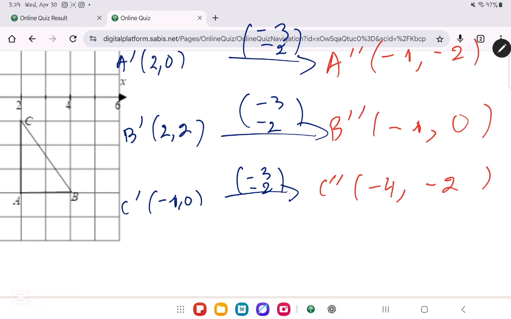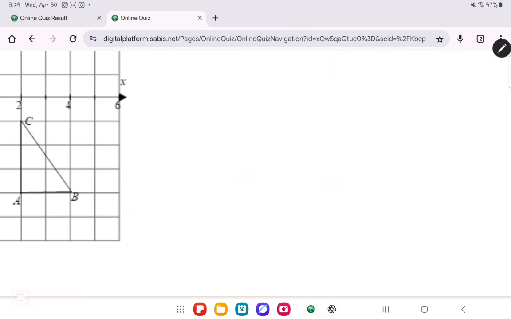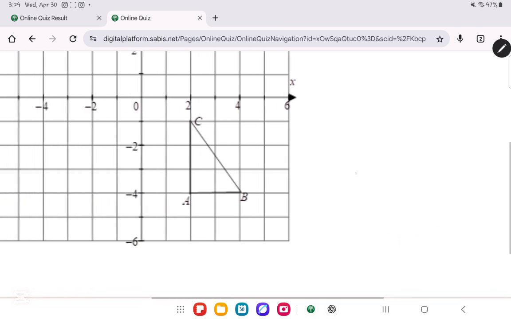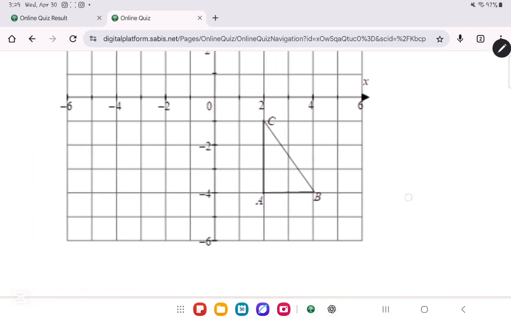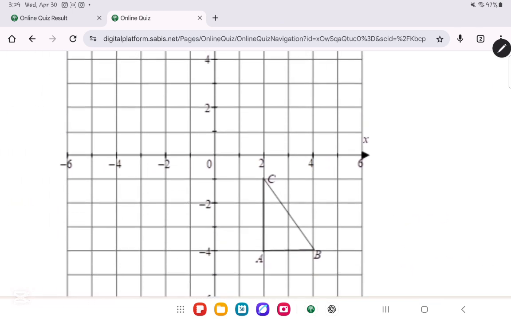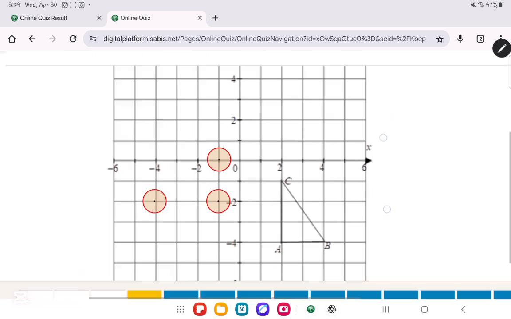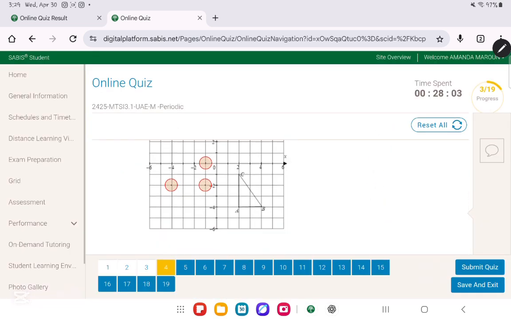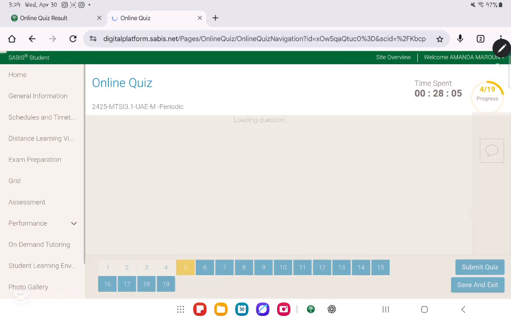So the final points a double prime, b double prime, c double prime are minus 1, minus 2; minus 1, 0; and minus 4, minus 2. So very simply, minus 1, minus 2, this is the first point. Then minus 1, 0, this over here is the second point. And then we have minus 4, minus 2, this over here is the third point. Very simply, this is it for question number 4.